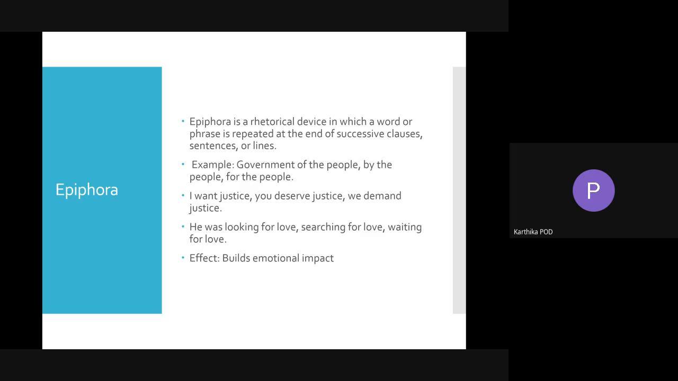And what is the purpose of something like this? It helps communicate the emotion in a better way. It builds an emotional impact.